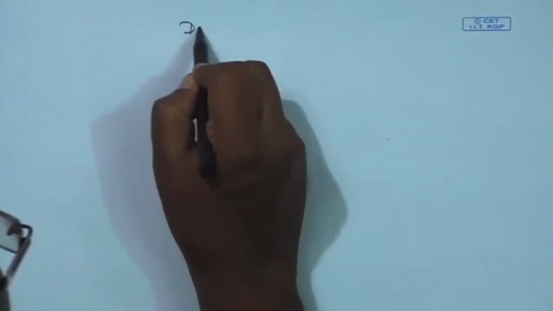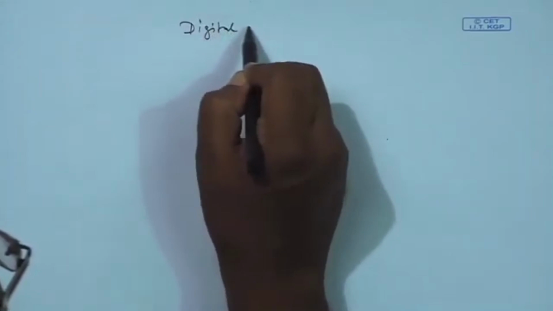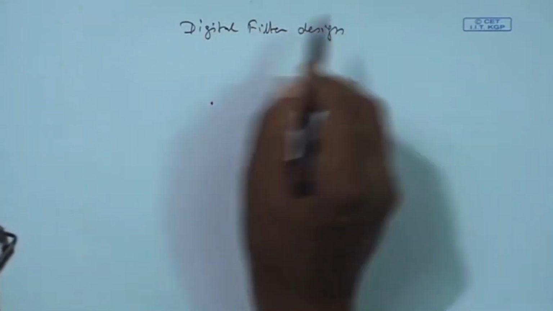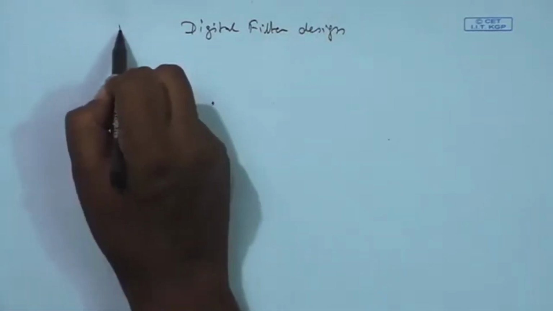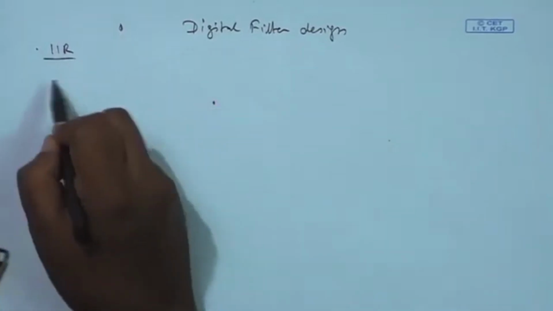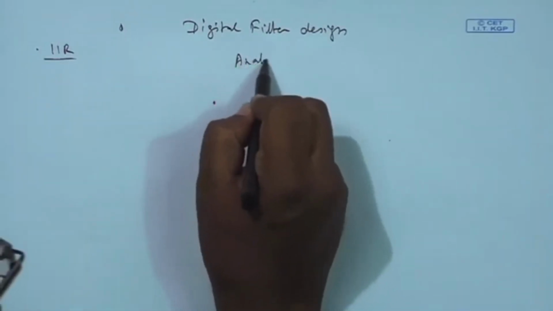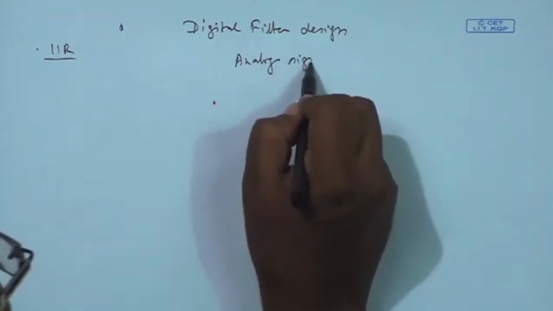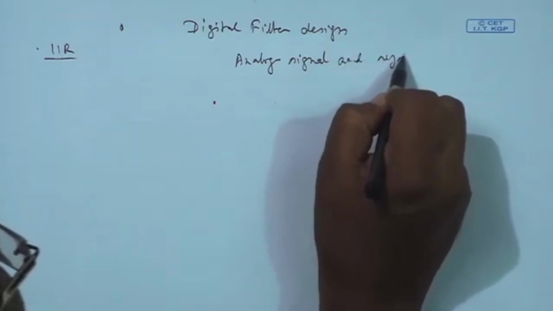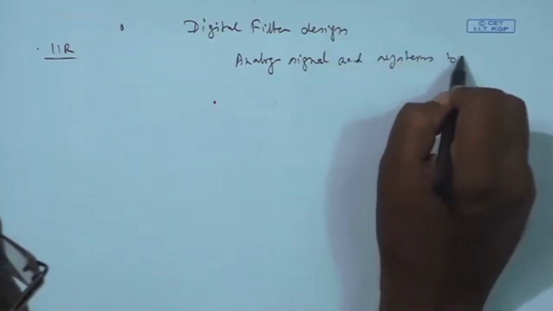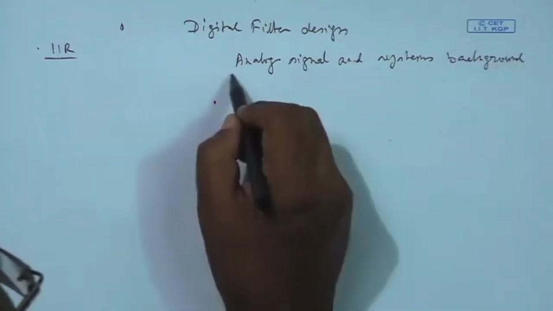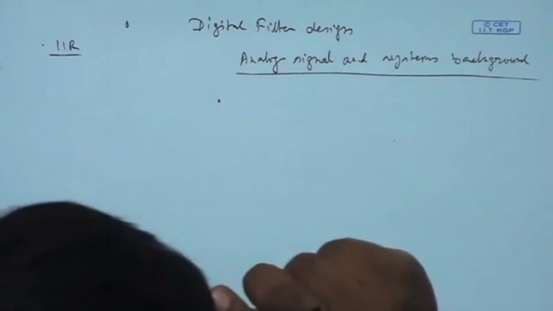So, we will now go for digital filter design, IIR filter design. For this, we require analog signals and systems background. Now, I am not going to give a full treatment to this, there is no time, I will quickly review.